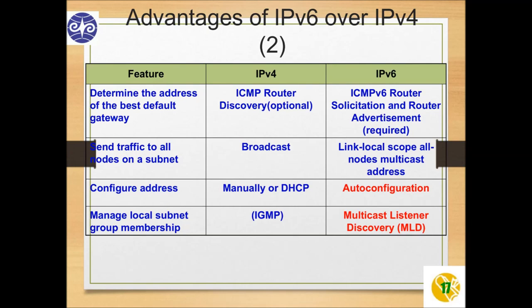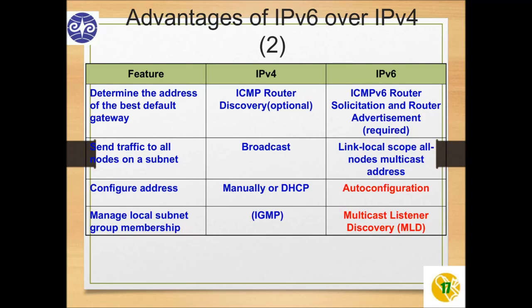It's our last slide of today's lecture and the topic is continued. Advantages of IPv6 over IPv4. Feature: determine the address of the best default gateway. In IPv4 ICMP router discovery is optional. This discovery is used to keep the connected routers alive. And in IPv6 ICMPv6 router solicitation and router advertisement is required, in which the router will send an advertisement and the connected devices will reply back.